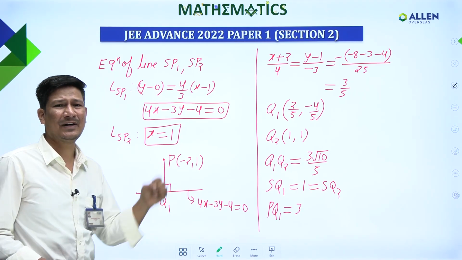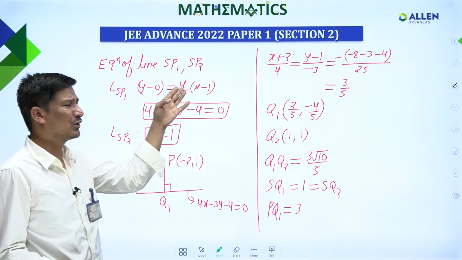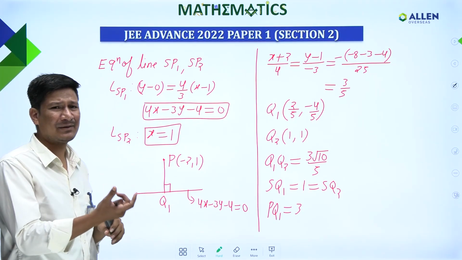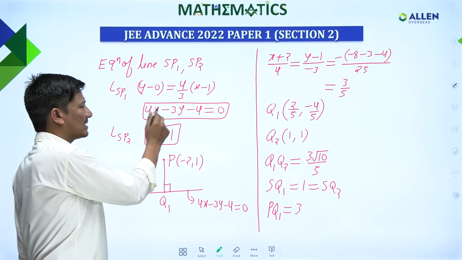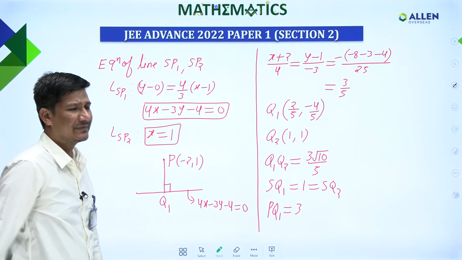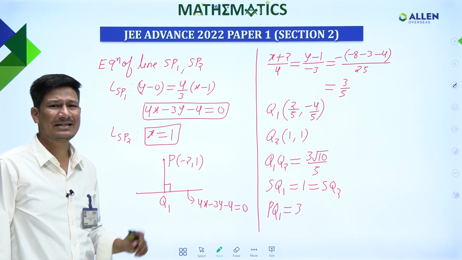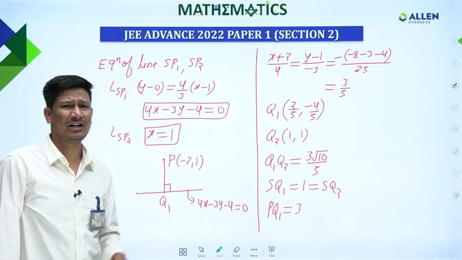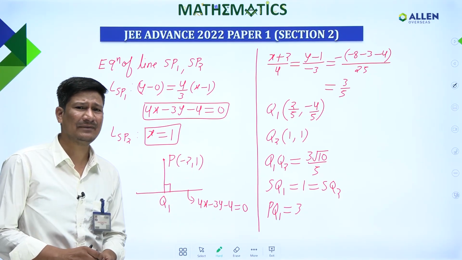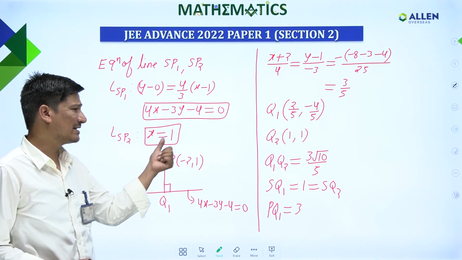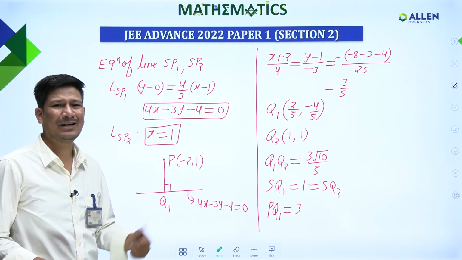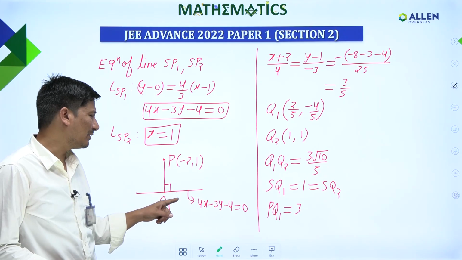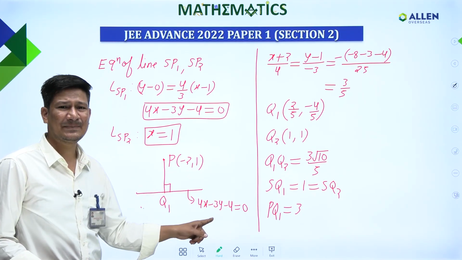SP1 line passes through the point (1, 0) and the slope is 4/3. So guys, you will calculate, that comes out to be 4x minus 3y minus 4 equal to 0. Similarly, when you calculate the second equation, SP2, its slope comes out to be infinity, which is undefined. So that line will be parallel to the y-axis. Its equation comes out to be x is equal to 1. Now, we have to calculate the foot of perpendicular of the point P on the line SP1.